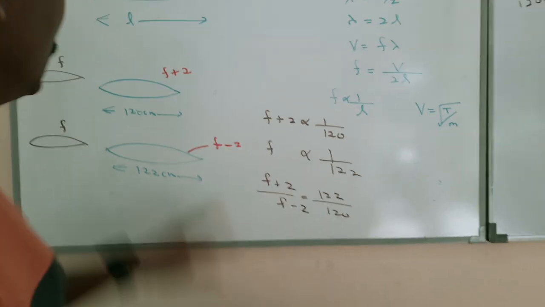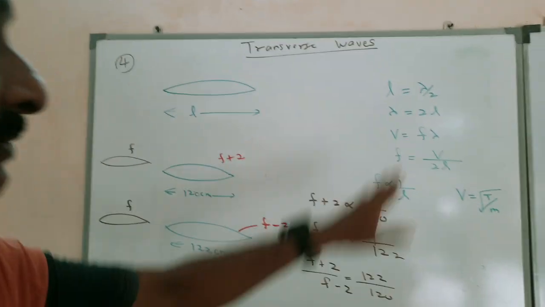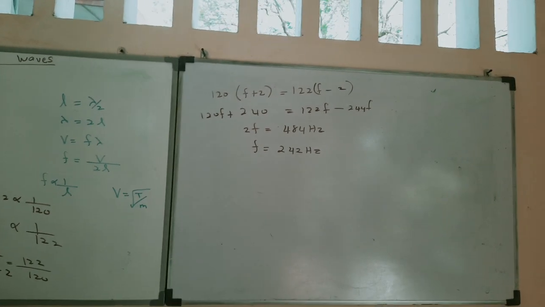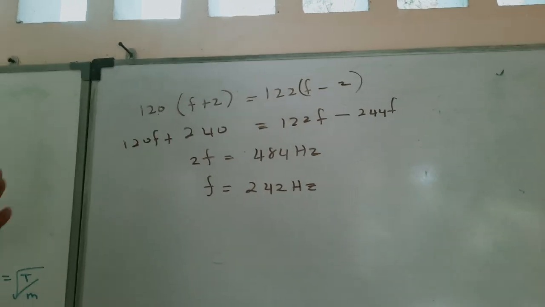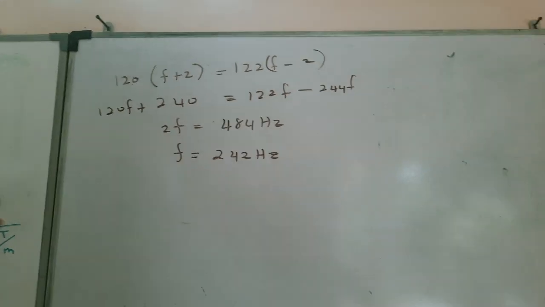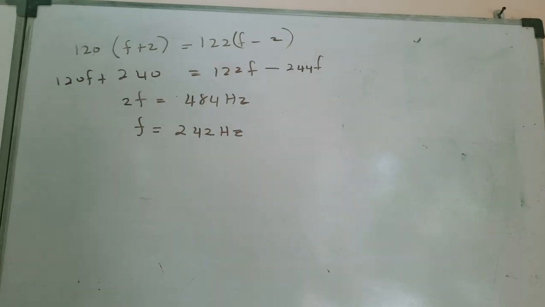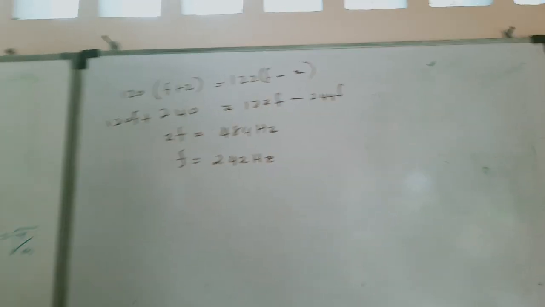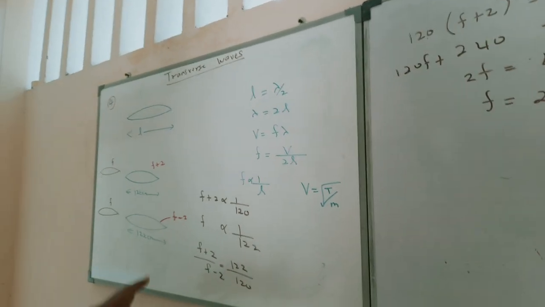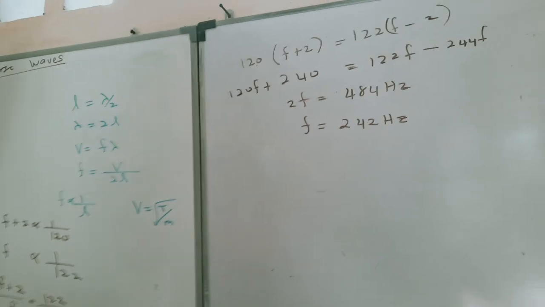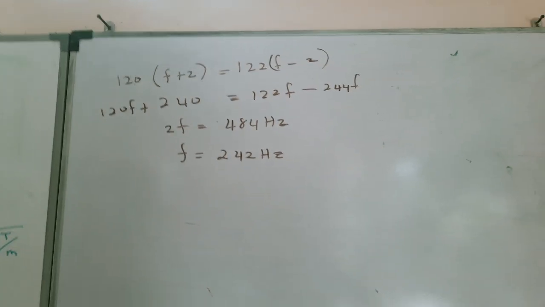So apply these 2 instances, F plus 2 with 120, and finally the answer is F is equal to 242 hertz. The question also says that in both occasions the wires were made to vibrate at the same overtone. Same overtone means if it's fundamental here, it is fundamental there too. If it's the first overtone, that means 2 waveforms. Okay, that is the answer.